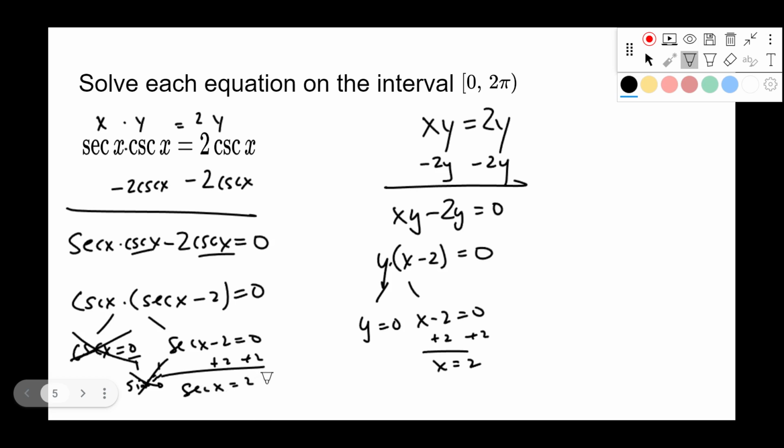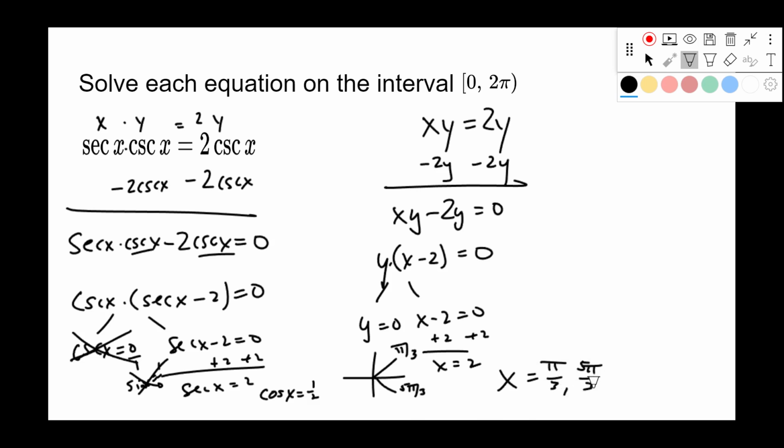But secant x equals 2, that looks pretty possible, because that would mean cosine x would be a half. So cosine's positive in quadrants 1 and 4. Where's cosine a half? Pi over 3. And down here, it would be 5 pi over 3. So my two values for x would be pi over 3 and 5 pi over 3.